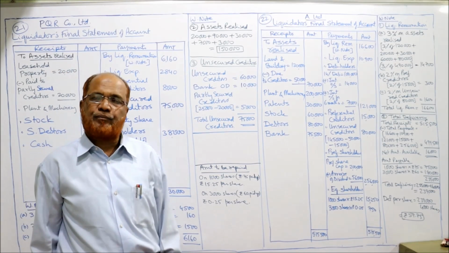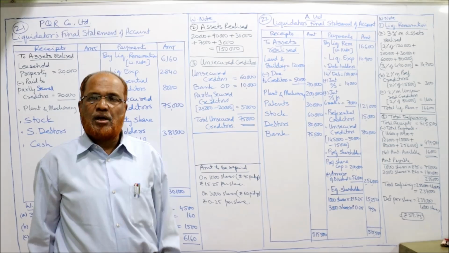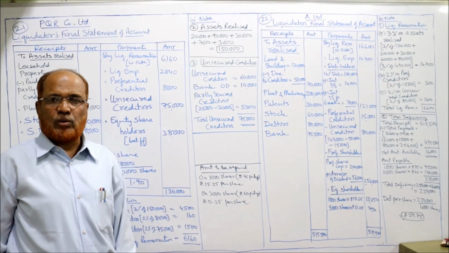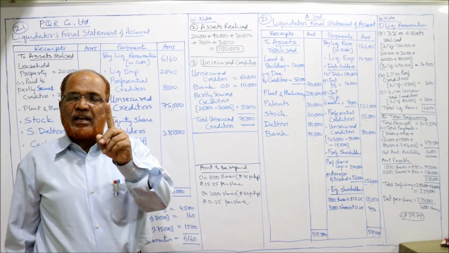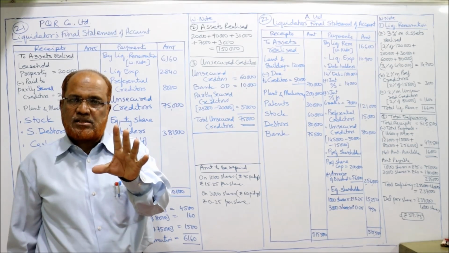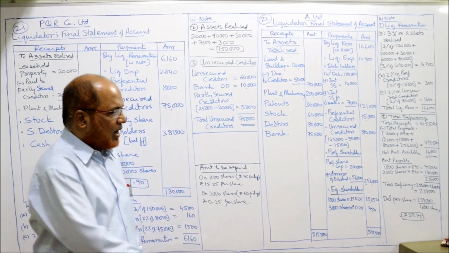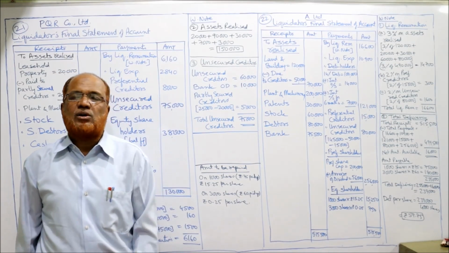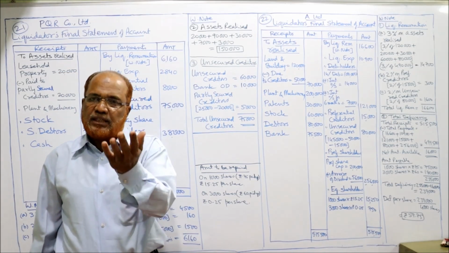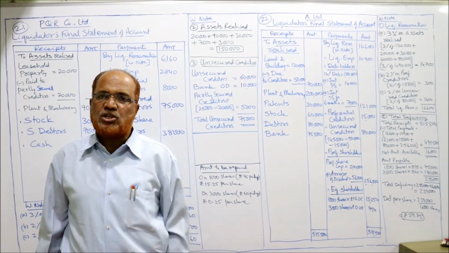2,56,000 will be paid to preference shareholders. Now the remaining amount will go to equity shareholders. If there is only one class of equity shareholders, then we would have taken the balancing figure. जो भी balance बचेगा after paying 2,56,000, whatever cash is left, that leftover cash will be paid to equity shareholders.